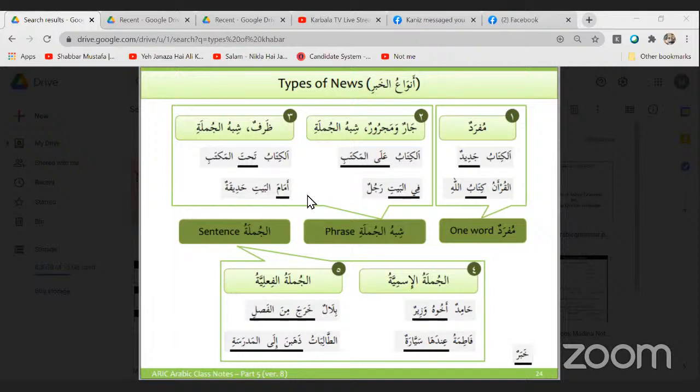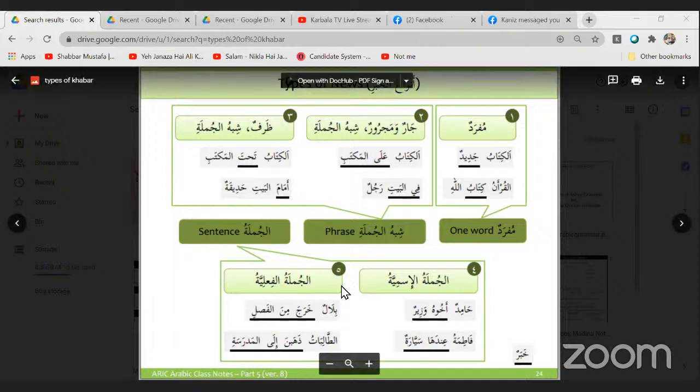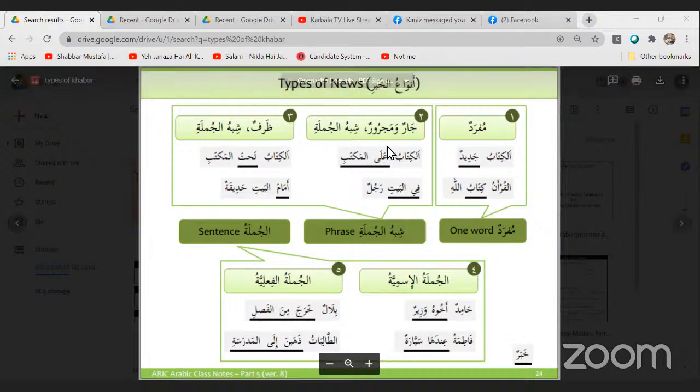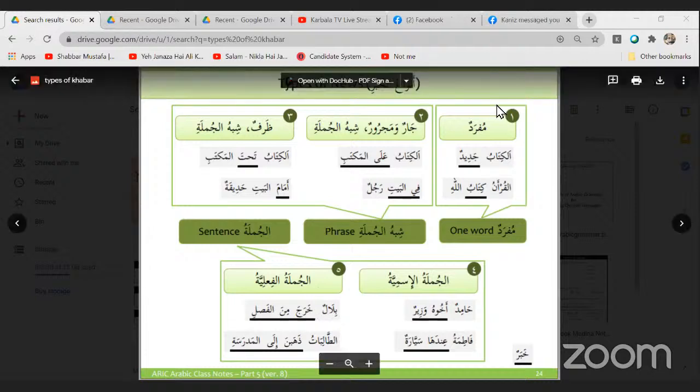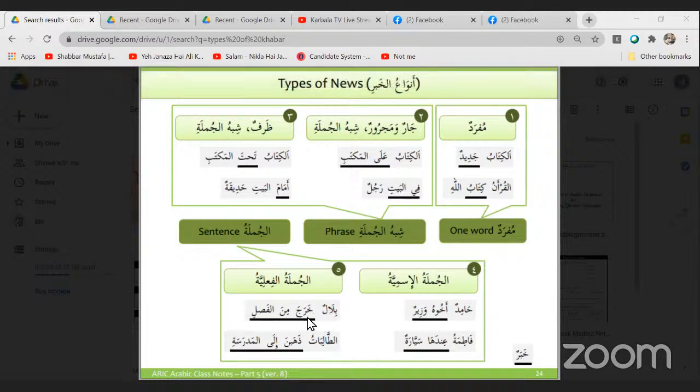So far clear. Okay. There are 5 types of khabar. Now the 5th type. Next one is Bilalun kharaja min al-fasli. So here, Bilal. Is Bilal a verb or a noun? Noun. So Bilal is a noun and it's mubtada.